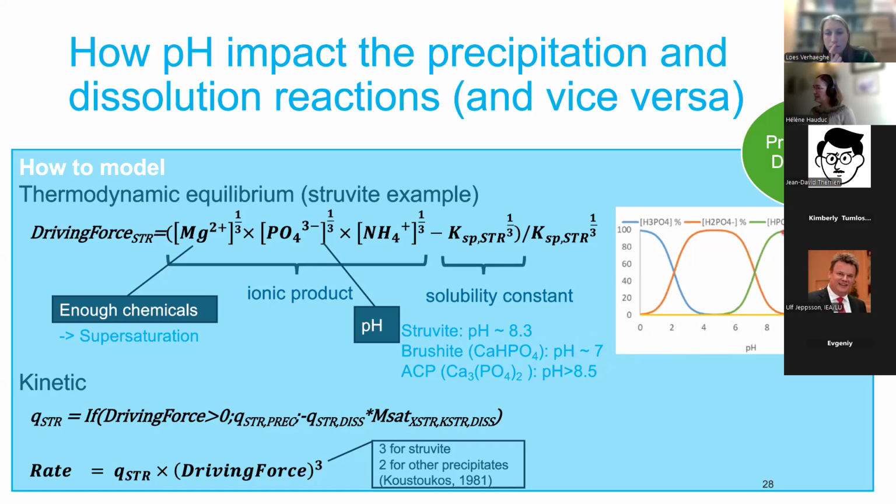So you see here, it's around 7, so not too high, to not have too much competition with struvite. And amorphous calcium phosphate, which has 2 molecules of phosphate ion per molecule of precipitate, requires a very high pH, above 8.5. So how do we reach that? By adding more chemicals or by eventually stripping the carbon dioxide.